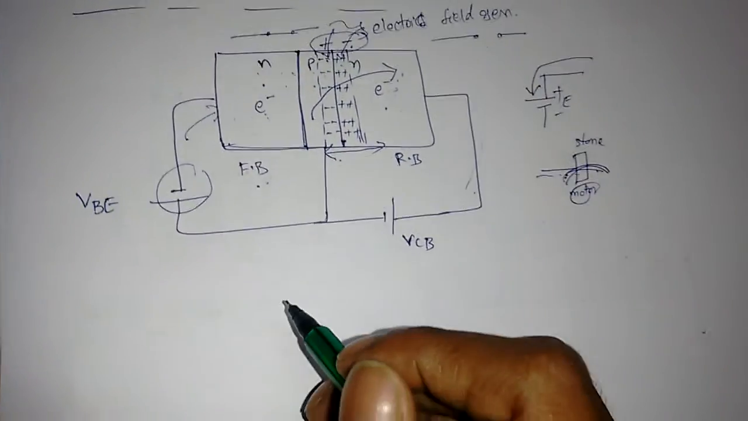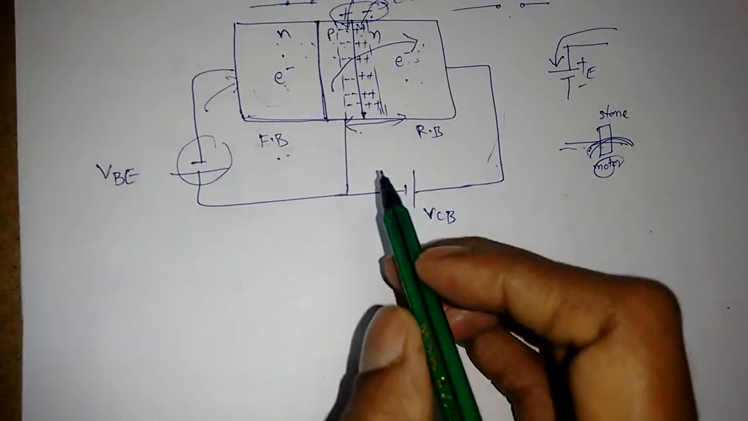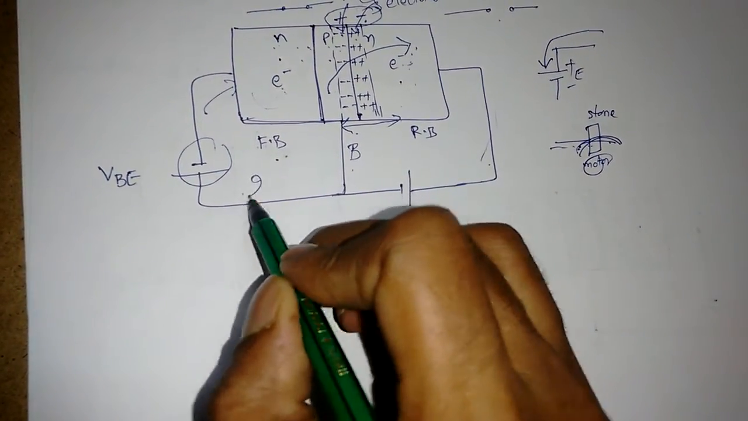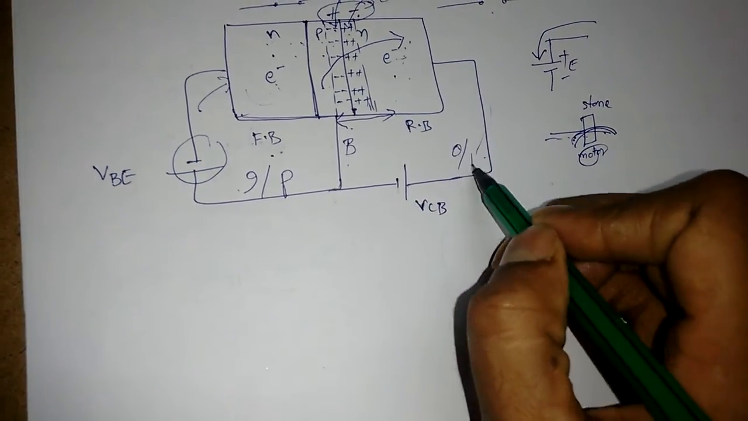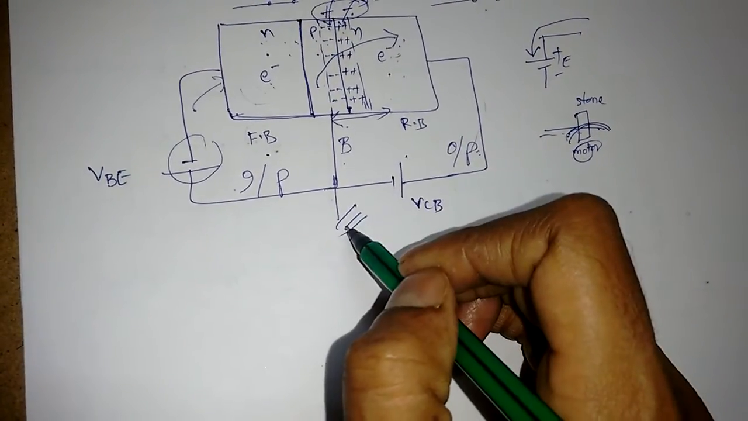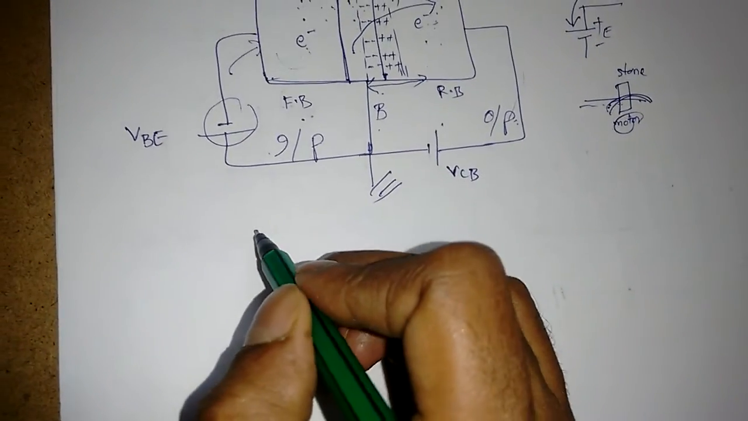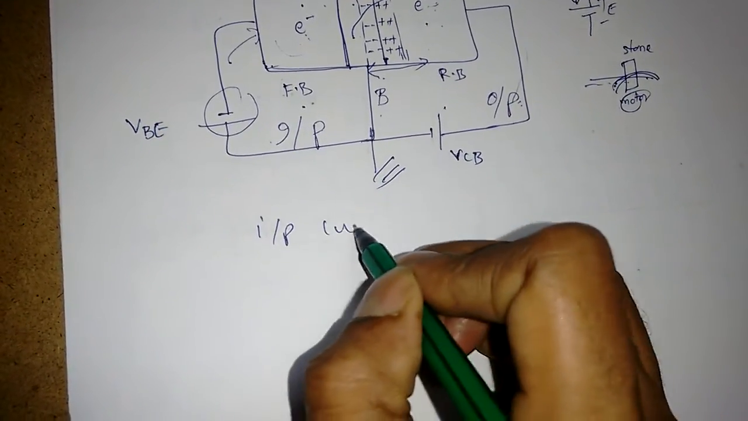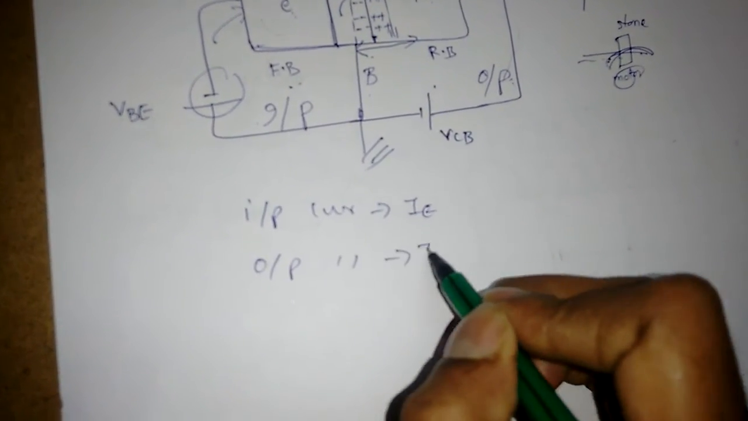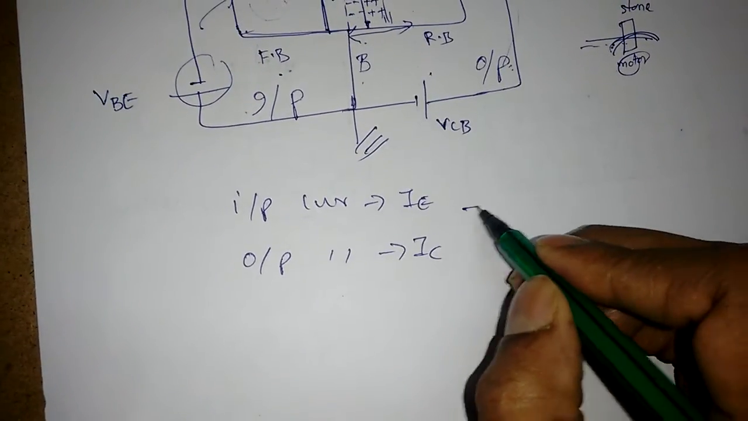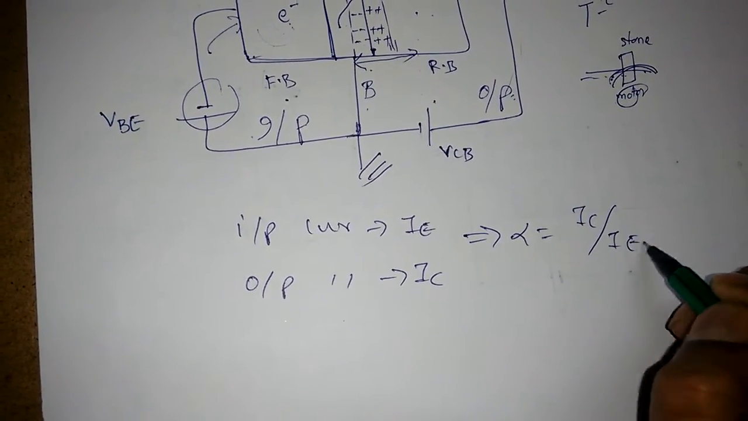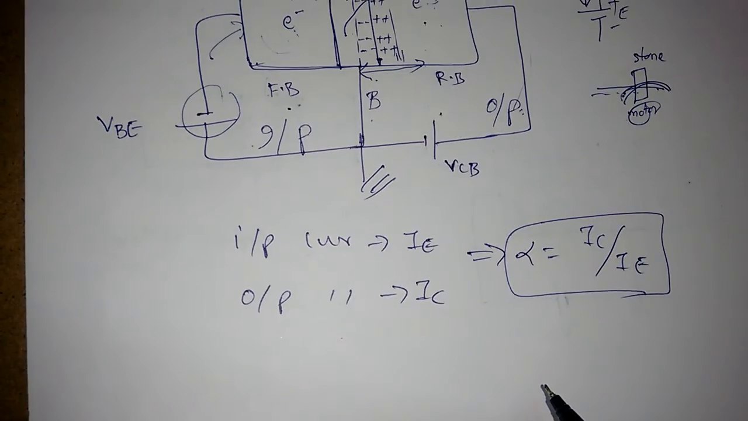Now why it is called common base configuration is, see, this base is common to both terminals. If you consider this as the input side and this as the output side, this base is common to both, so it is a common base configuration. In common base configuration, input current is IE, output current is IC, right? The DC current gain is alpha, which is output current by input current, alpha equals IC by IE, right?